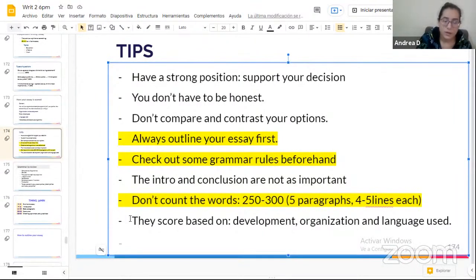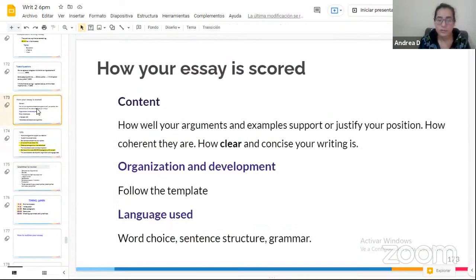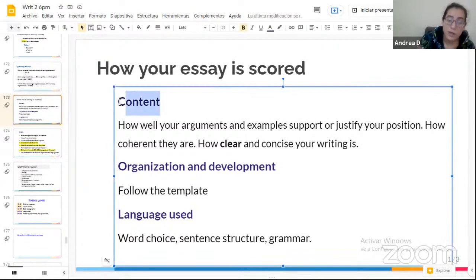All right. Now, if you're wondering how they score your essay, the rubric they use is quite similar to the one they use in the speaking. So some of you guys have already seen the speaking section, and they score it based on the same criteria. So they're looking at content, which is basically what you're saying. So what you say and basically how you justify your position.